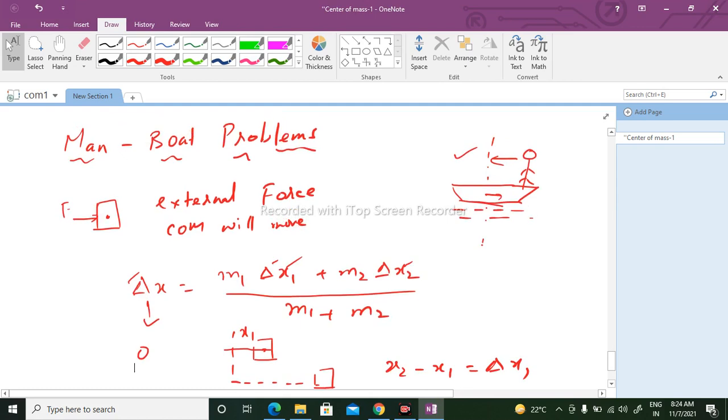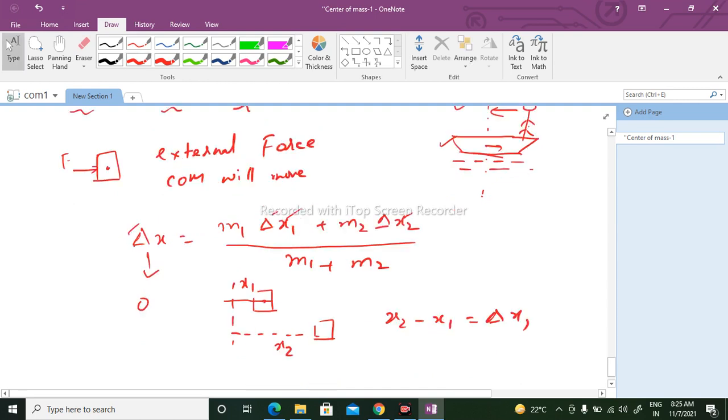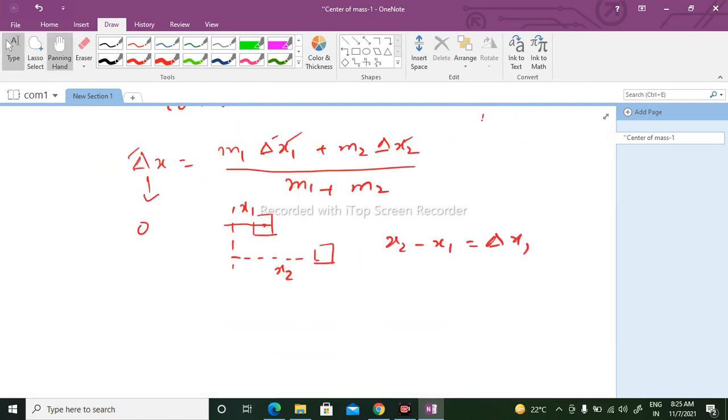In this type of question, what they ask is, they'll give you the boat mass, they'll give you the man mass, they'll give you the boat length, and they will say that this man has moved from one end to another end. What is the distance moved by the boat? Okay, so we will solve it like this.